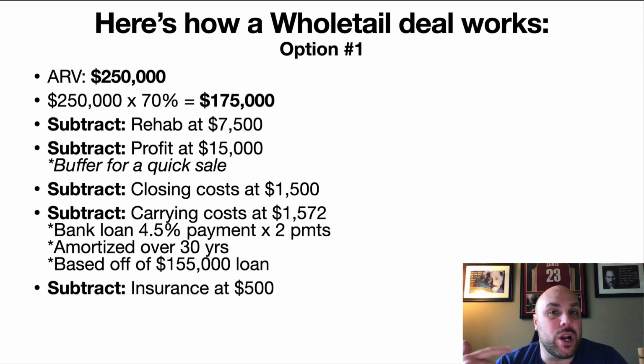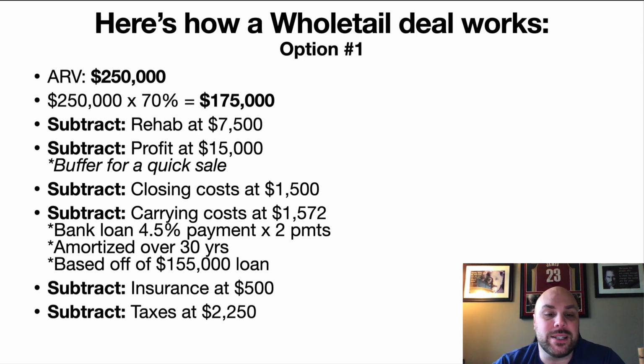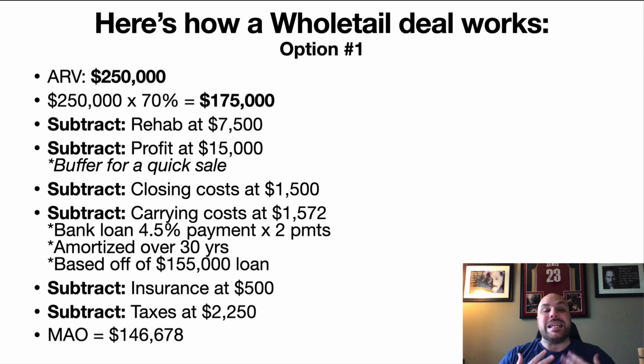Now, what we're going to do is also subtract the $500 for insurance that we're going to have the property for a couple of months. And we're going to also subtract for taxes, which is $2,250. And this leaves us with, we need to get the property at no more than $146,678. Now, if we could get it for cheaper, that would also allow us to get our loan a little bit cheaper as well. We wouldn't need it at 155. So if we get the property at 140, then we're going to obviously ask for less money on our loan.